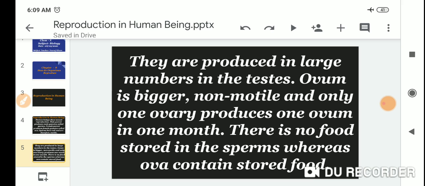They are produced in a large number in the testes. Ovum is bigger and non-motile, and only one ovary produces one ovum in one month. There is no food stored in the sperm, whereas the ova contain stored food.